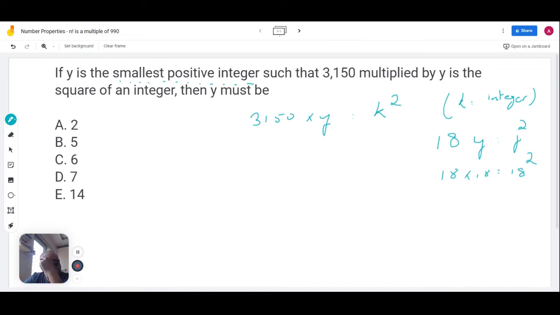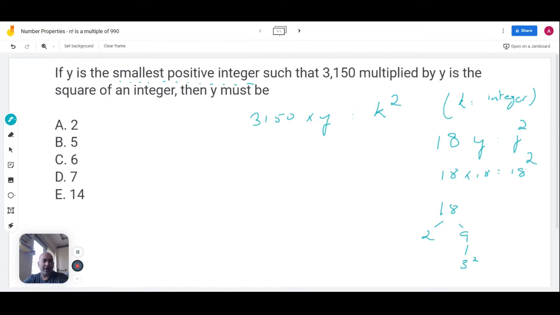Now, the idea here is that I need to look at the prime factorization of 18. I need to look at the prime factors of 18. Let's do that. 18 can be split into 2 and 9. And then 9 is nothing but 3 square. So 18 is 2 times 3 square. Interesting. So 18 has a factor which has 2 powers, 3.